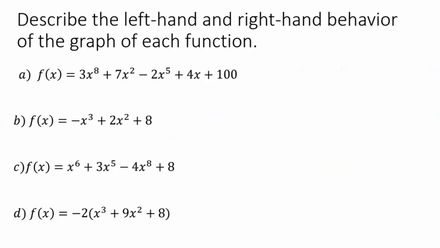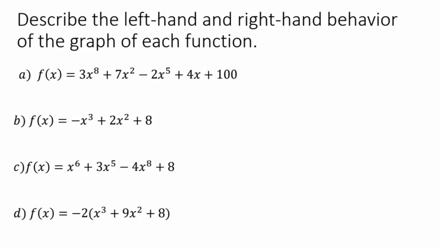Okay, so let's look at this first example. Describe the left-hand and right-hand behavior of the graphs of each of these functions. If we look at A, we have never seen a function with a degree of 8, right? This is the highest exponent. So I really wouldn't know what this graph looks like, but with the leading coefficient test, I know the behavior of what this function probably looks like.